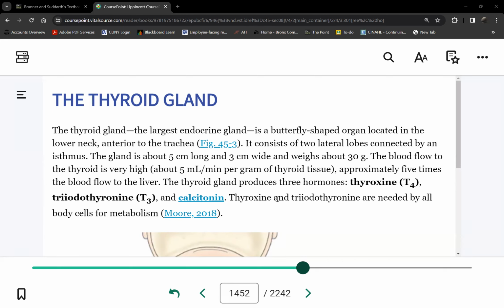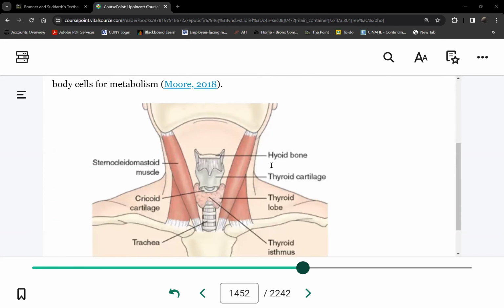They decrease serum calcium. How does it do it? It causes calcium to be deposited in the bone. It is obviously secreted during periods of hypercalcemia in order to reduce serum calcium levels. Any questions on the three hormones? Alrighty.